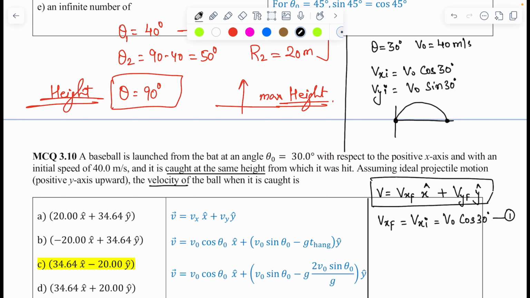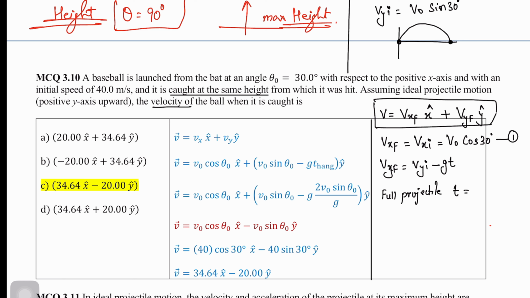Second, we know Vyf is equal to Vyi, and which projection are we taking? Going up. Okay, so minus g times t. Now there is a question. We are taking full projectile. In case of full projectile, the time is equal to 2 times V naught sine theta divided by g. I told you this time.